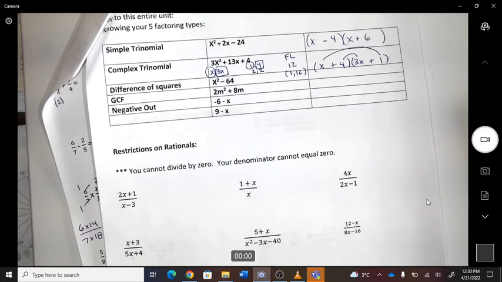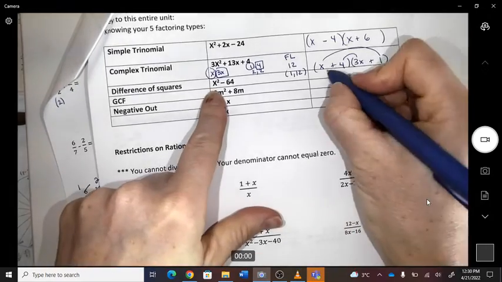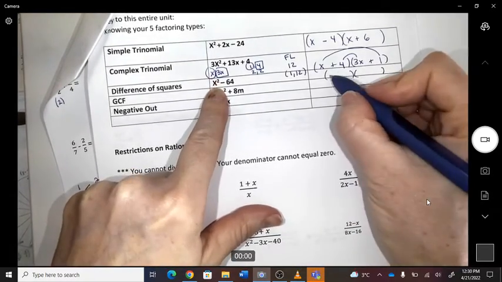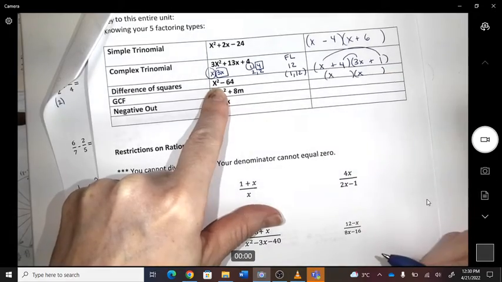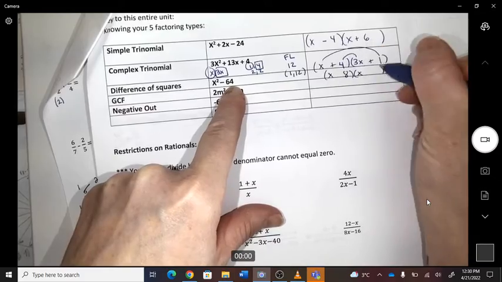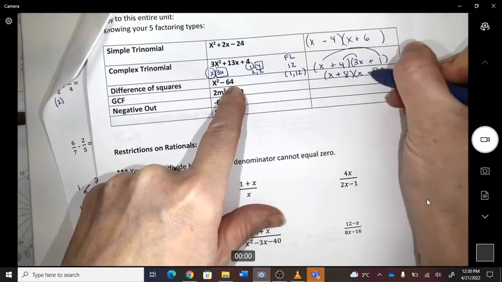Okay, difference of squares. So we will go 2 brackets on a difference of squares. X squared becomes the x, x, multiplies to 64, 8 times 8 with a plus and a minus.